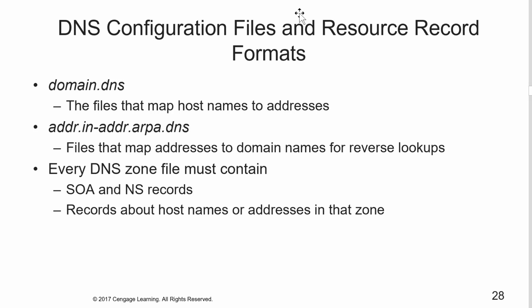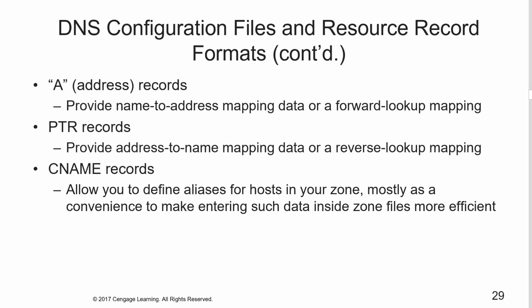So, DNS configuration files and resource record formats. Domain.dns, these are the files that map host names to addresses. And in-addr.arpa.dns is the file that maps addresses to domain names for reverse lookup. Every DNS zone file has to contain start of authority and name server records, records about those host names or addresses in that zone, plus records about host names or addresses for related items in the zone.